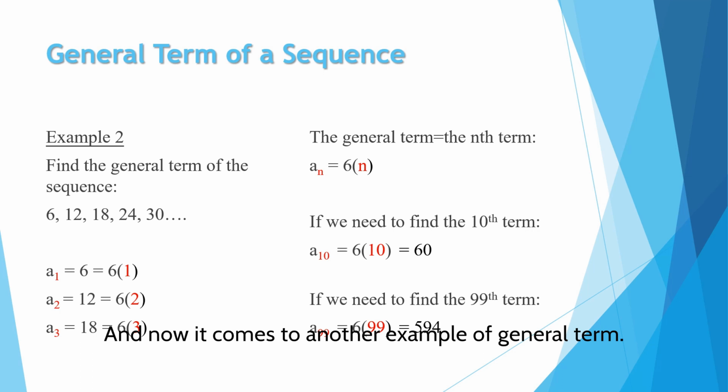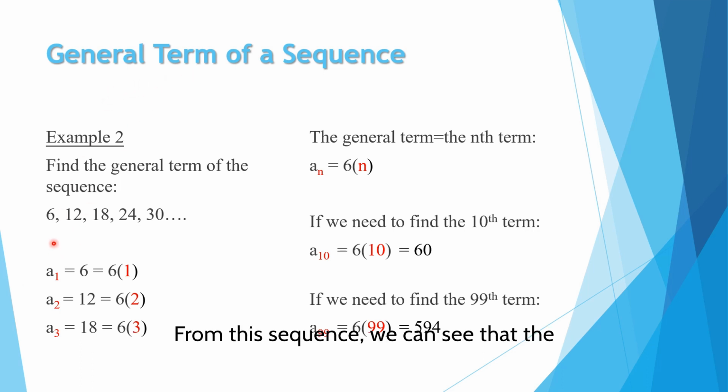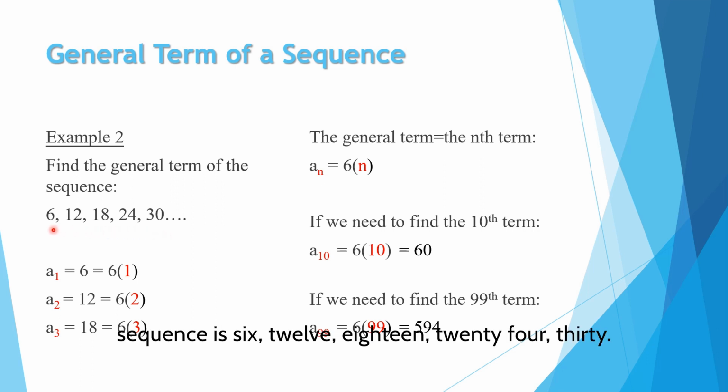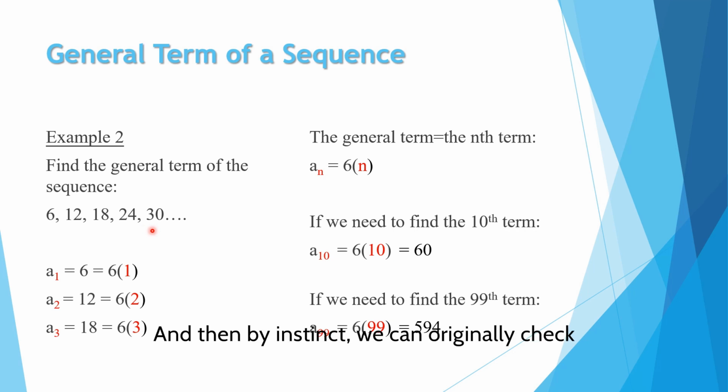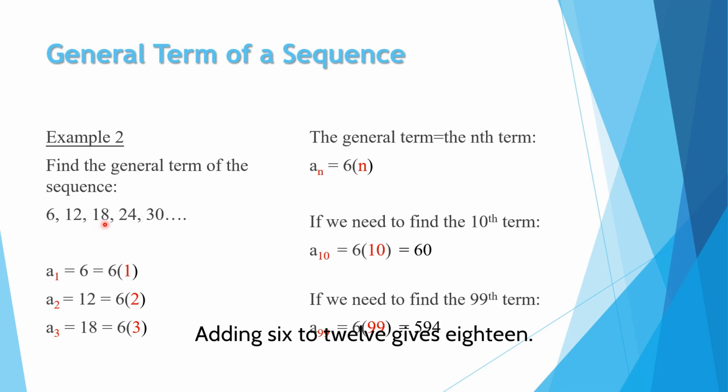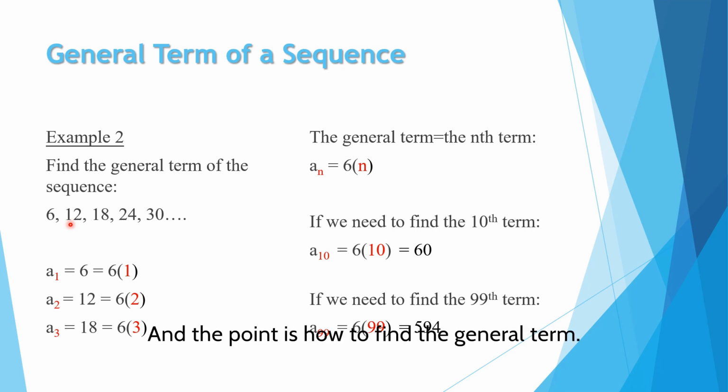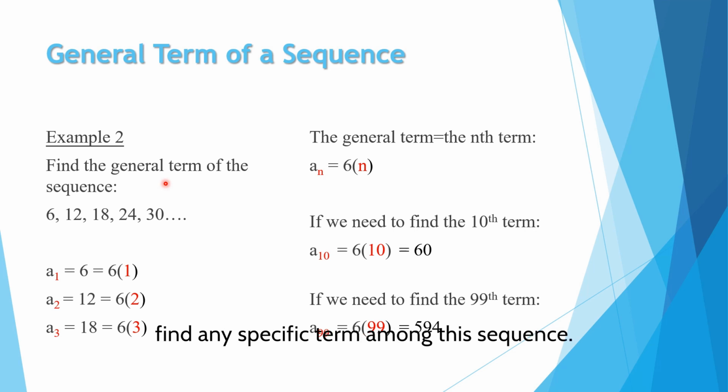And now it comes to another example of a general term. From this sequence, we can see that the sequence is 6, 12, 18, 24, 30. And then by instinct, we can check that adding 6 to 6 gives 12, adding 6 to 12 gives 18. So it is quite obvious that this is an arithmetic sequence, because there is a fixed difference between adjacent terms. And the point is how to find the general term so that it's convenient for us to find any specific term among this sequence.